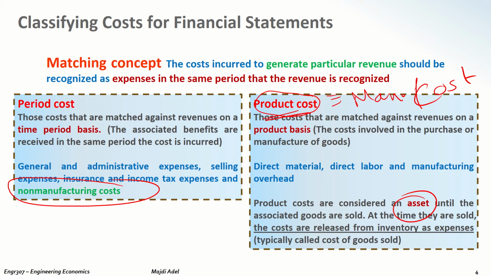It is classified as a cost once I sell the finished product. Once I sell it, in the financial statement or balance sheet it appears as a cost, as a product cost. As long as I have it in my warehouses, it is not classified as cost. Once I sell it, the cost will appear in the financial statement. If it is not sold, it will appear as inventory or asset in the financial statement.